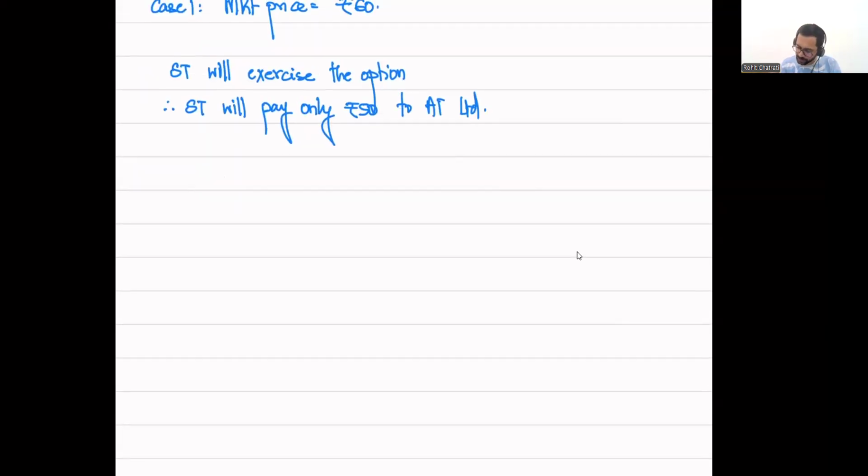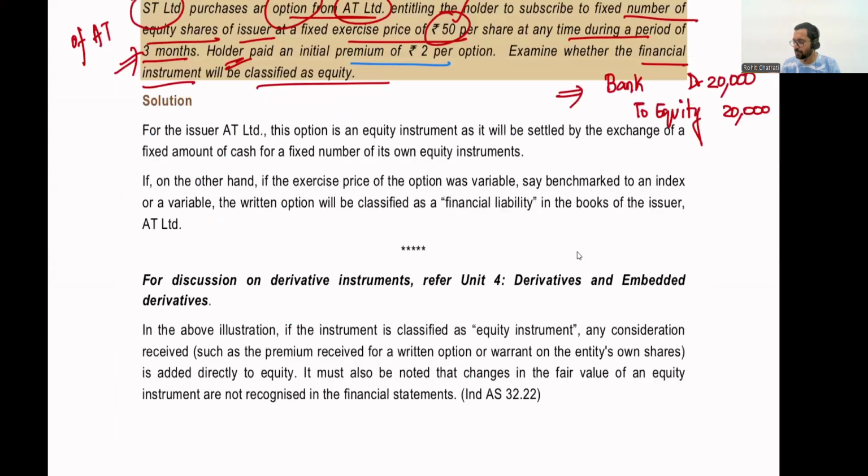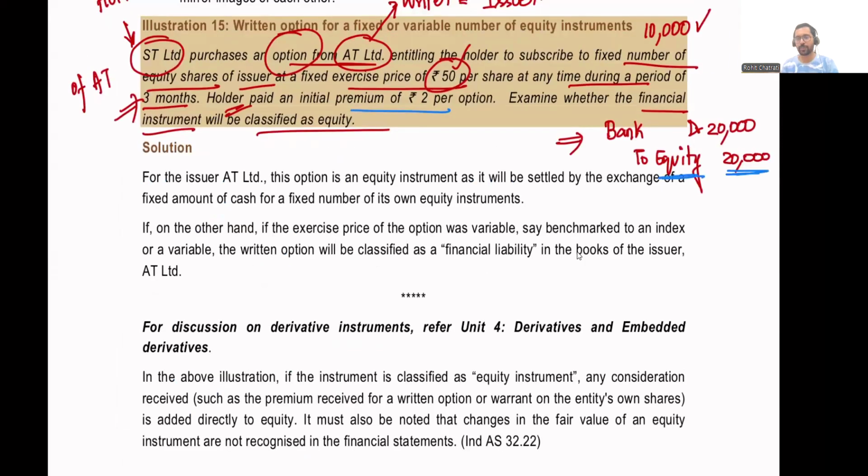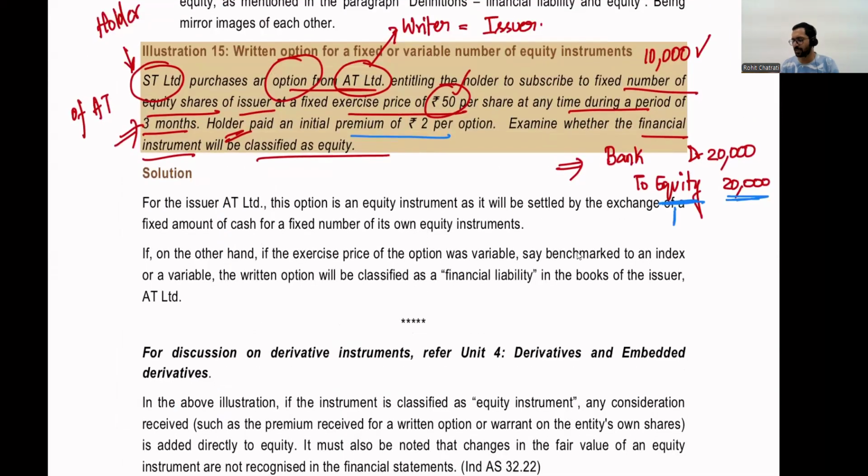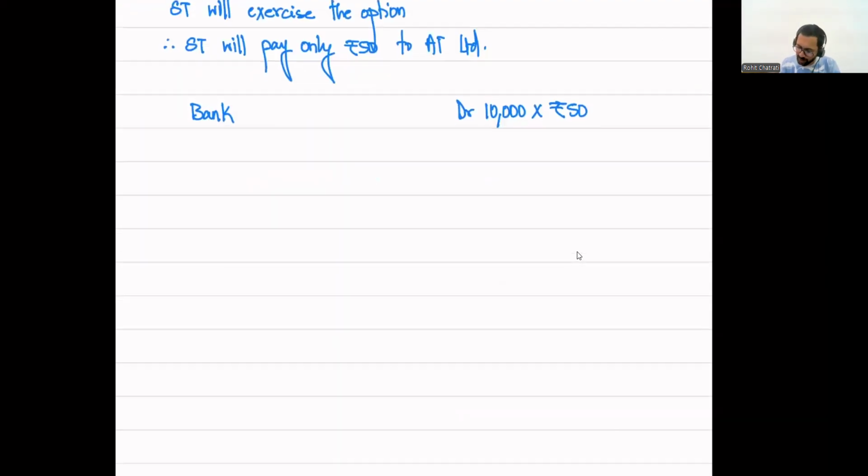So on the date of issuance, in the books of AT Limited, I will be debiting bank by 10,000 shares multiplied by rupees 50 per share. We had originally credited equity by 20,000. Although we credited equity, I'm calling this other equity, for the sake of convenience. So I debit other equity by 20,000. Whatever we credited originally, I debit that, which is nothing but 10,000 multiplied by rupees 2, which is 20,000.